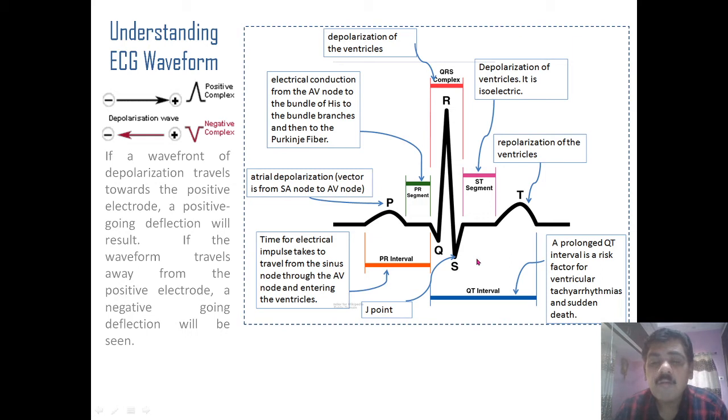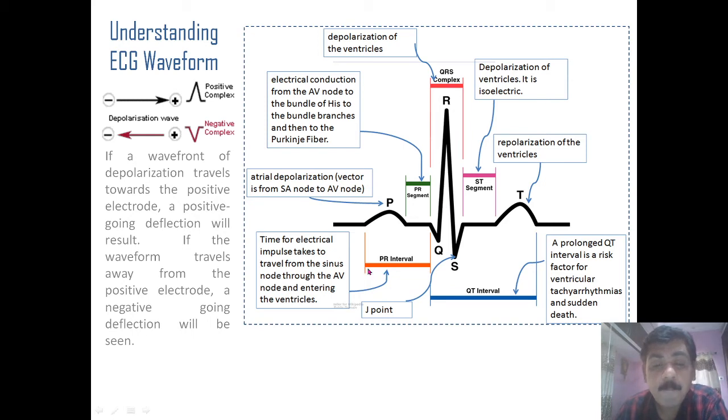What is the meaning of this P wave? It indicates the atrial depolarization, which starts from the SA node to the AV node. Next, the QRS complex indicates the depolarization of the ventricles, and after that, this is the T wave, which indicates the repolarization of the ventricles. In between all these waves there are the segments.